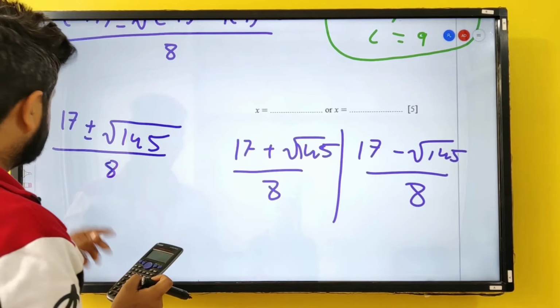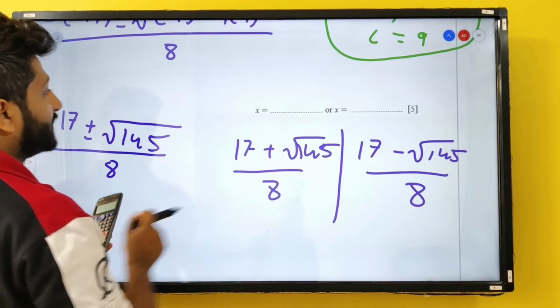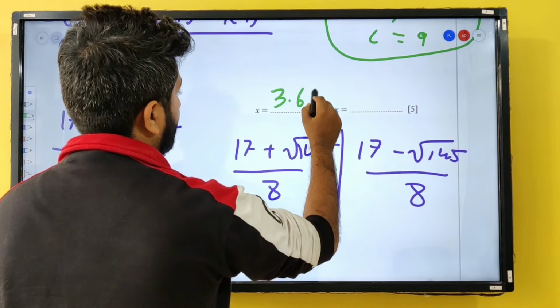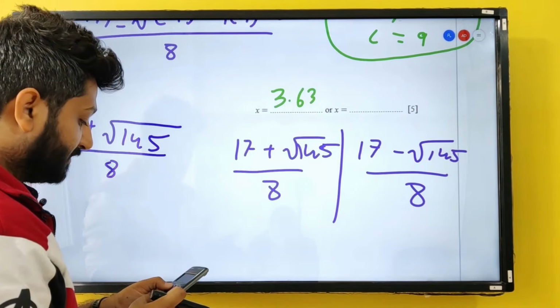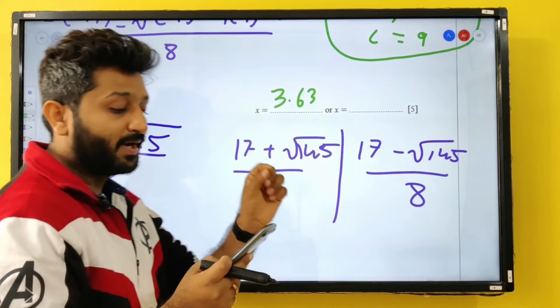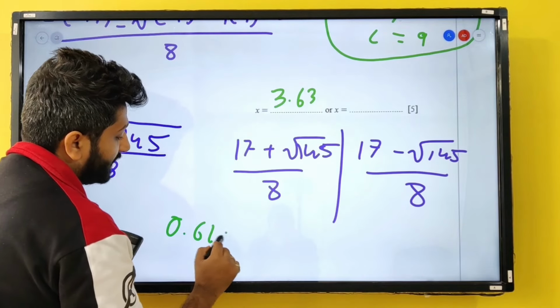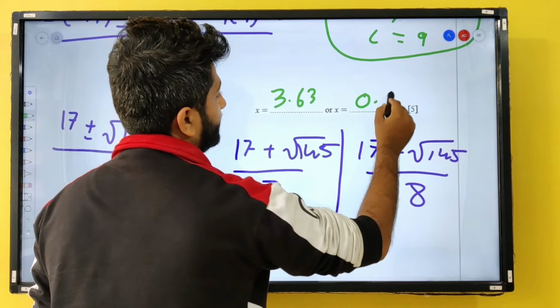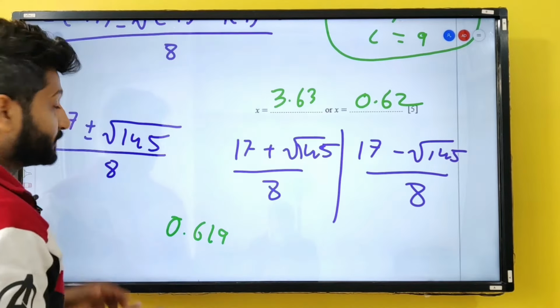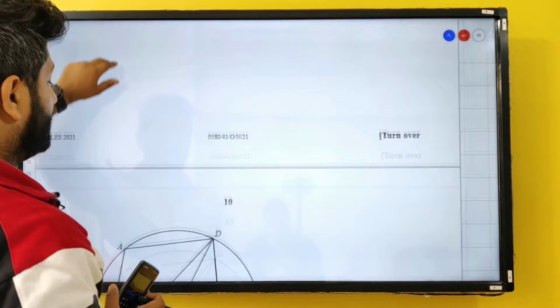So the first answer is 3.630, so this is 3.63. The second answer is 17 minus root 145 divided by 8, which is 0.619. So guys, write your answer as 0.62, because we are supposed to write up to 2 decimal places. Next question.